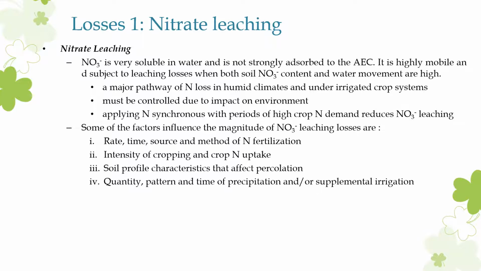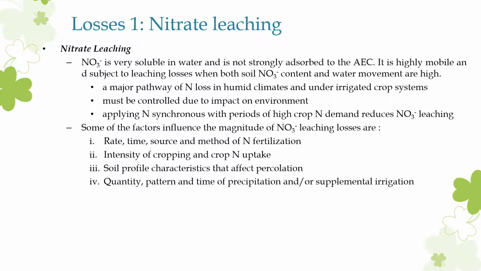Nitrate is very soluble in water and not strongly adsorbed to the cation exchange capacity. It is very highly mobile and subject to leaching losses when both soil nitrate content and water movement are high. The major pathway of nitrogen loss in humid climates and other irrigated crop systems is via nitrate leaching. It must be controlled due to the impact on the environment. Applying nitrogen synchronous with the periods of high crop demand can reduce the nitrate leaching.